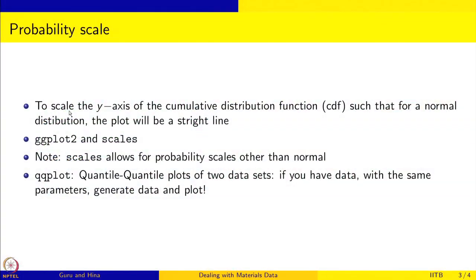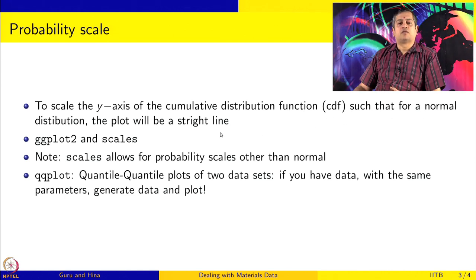It starts with normal, so we will discuss the normal first, which is very, very common, and I will also show you how to use R to do similar analysis for other distributions. Okay. So, the probability scale is a scale in which the y axis of the cumulative distribution function is scaled such that if the data actually follows normal distribution, the plot will be a straight line. We can use ggplot2 and scales to do this transformation of the scale to probability scale.